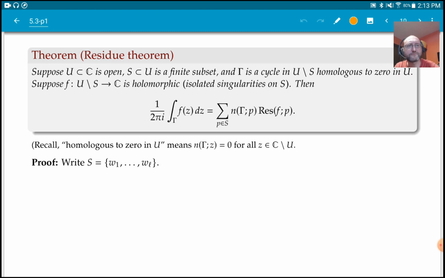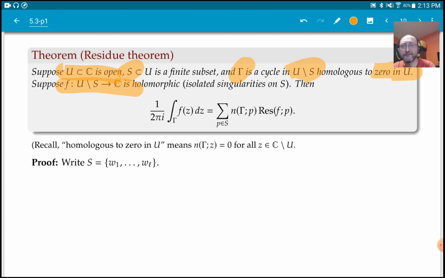All right, so here's the theorem. Suppose that we have an open subset U of C, and a finite subset S of U. And we have a gamma, which is a cycle in U that misses those singularities, so it misses all the points of S. And we're going to assume it's homologous to 0 in U. And then we'll have this function f with isolated singularities on the set S. So it's a holomorphic function, except maybe at these points of S.